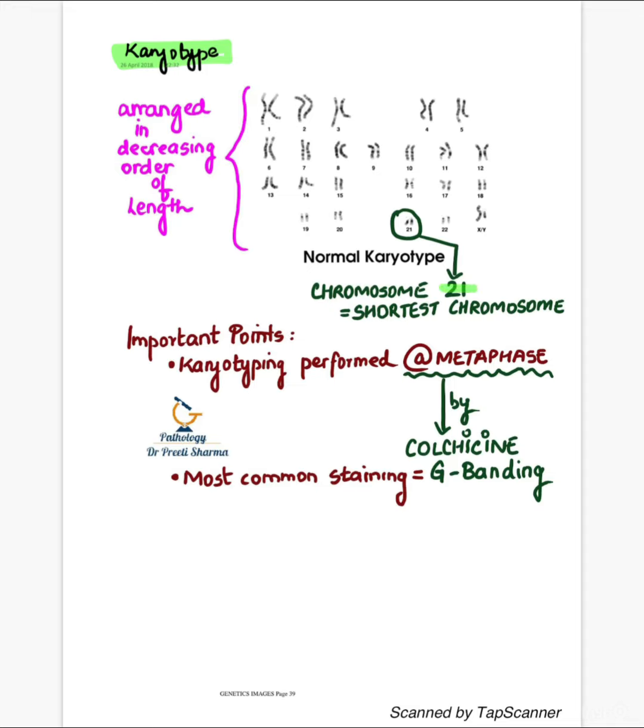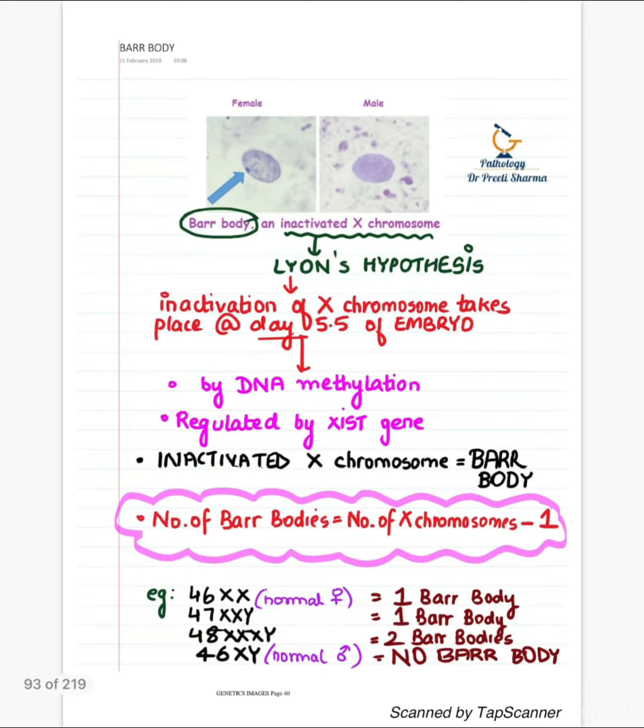Okay, normally what happens, this chromosome number 21 is the shortest chromosome, and this karyotyping you perform at the metaphase. Okay, by arresting it with the help of colchicine, and the most common staining method is the G banding staining method, guys. Okay, now coming on to the Barr body.